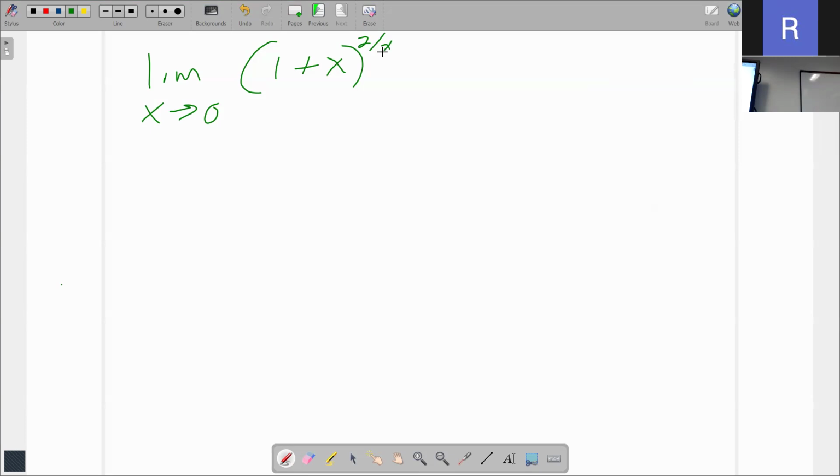First thing I usually do in a problem like this is I cheat and ignore the approach and just plug it in. So I'm just going to guess, and I get 1 plus 0 to the power of 2 over 0. And what's up with the power of 2 over 0? It's undefined. If I'm approaching from the right side, physicists like to say 2 over 0 equals positive infinity.